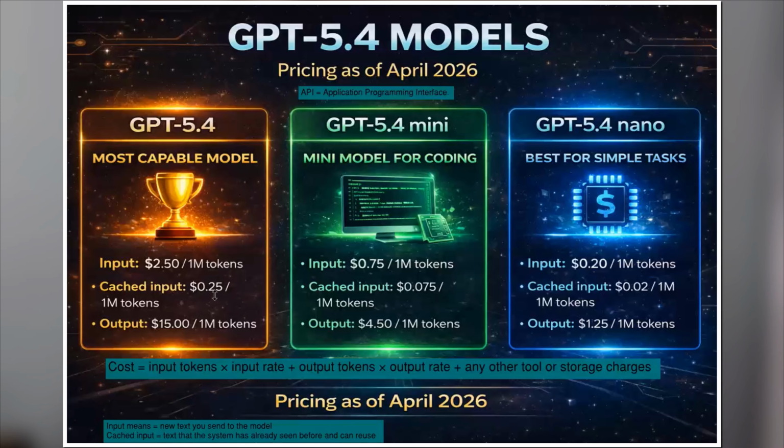The way the model calculates the cost is this: the cost equals the input tokens, which we already talked about in the last slide, times the input rate, plus the output tokens, which is the response of the model, times the output rate, plus any other storage charges or tools, and this is usually very, very minimal.